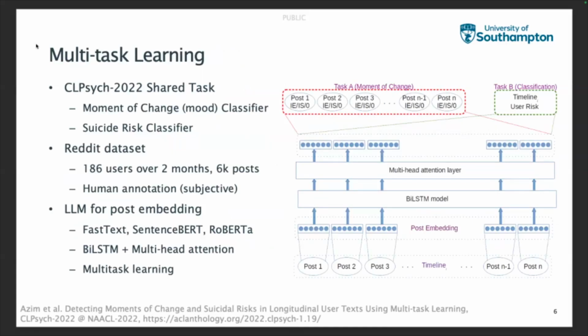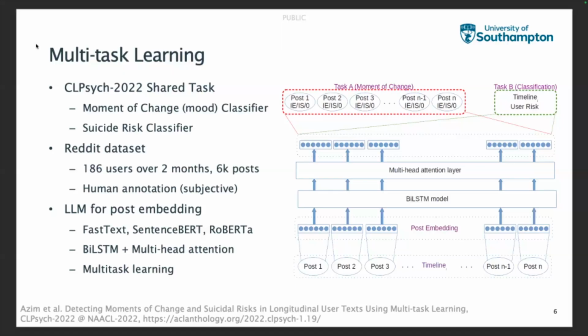So the task here is to use a BERT-based model to encode text around mental health conversations. And what we're trying to do is to identify the moments of change of mood of people over time on a Reddit forum, in this case, I think it is, and then also the suicide risk classification as well. So it's kind of two tasks that we've trained. The actual data set is around 6,000 posts and about 180 users. So, a smallish data set in NLP terms, but it's annotated by humans.